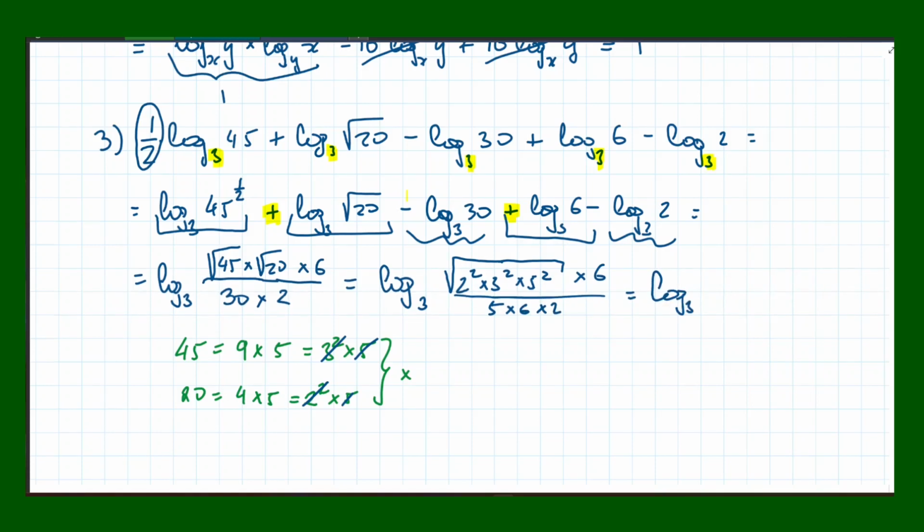Now, under the root, everything is raised to the second power, so basically that root will cancel out every one of those second powers. So after removing the root, I'm going to end up with 2 times 3 times 5 times 6. At the bottom, I'm going to have 5 times 6 times 2. And I kept the 6 because there's a 6 at the top and there's a 6 at the bottom, so I can cancel that out. There's a 5 at the top and there's a 5 at the bottom. I can cancel that out. There's a 2 at the top and there's a 2 at the bottom. I can cancel that out. So all of these cancel down to 1.